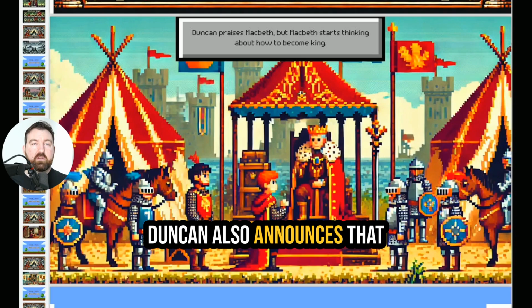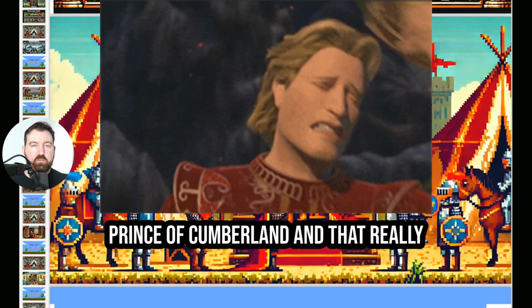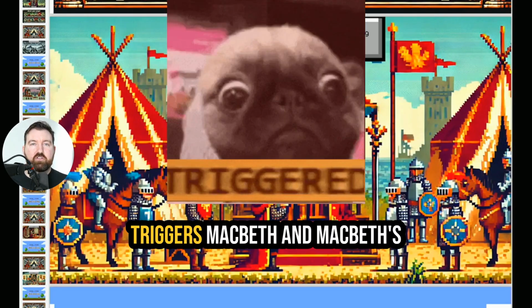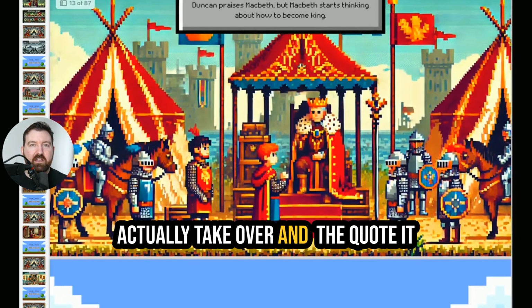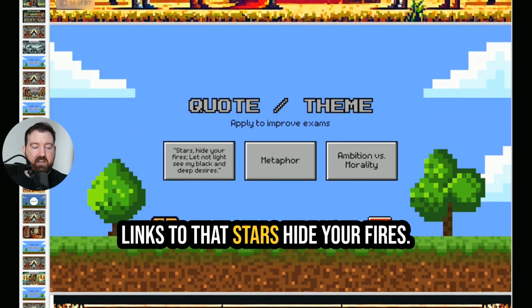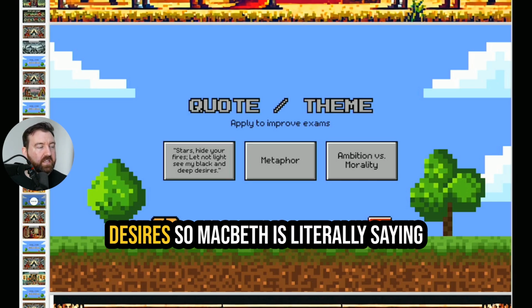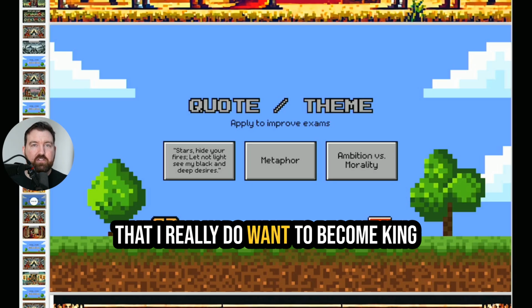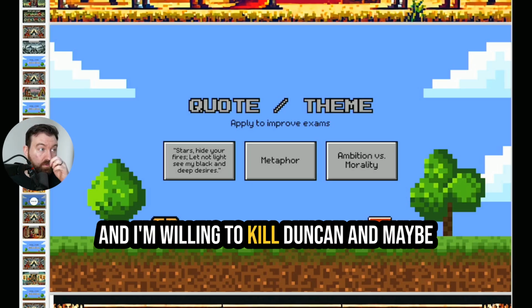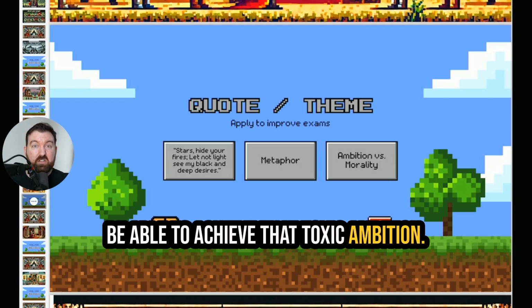Banquo also announces that his son Malcolm is going to become the next king by making Malcolm what's called the Prince of Cumberland. And that really triggers Macbeth, and Macbeth's okay, I need to work out how I can actually take over. And the quote that links to that: "Stars, hide your fires, let not light see my black and deep desires." So Macbeth is literally saying here, hide my toxic ambition and the fact that I really do want to become king, and I'm willing to kill Duncan and maybe even kill a few other people if I have to be able to achieve that toxic ambition.